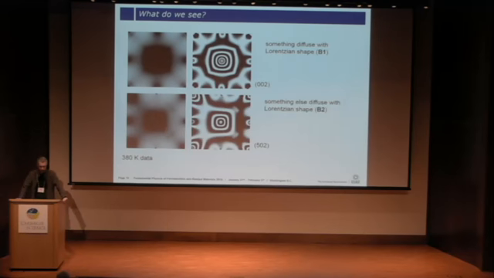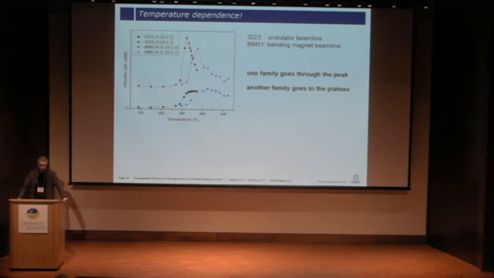So why do I call them different components with the same shape? To distinguish them, we need the temperature dependence. And here you see representative intensity evolution taken for two different Q points on different beamlines. One family goes through the peak, another family goes to the plateau and stays at the plateau in this temperature range. Well, why are the data sets shifted?